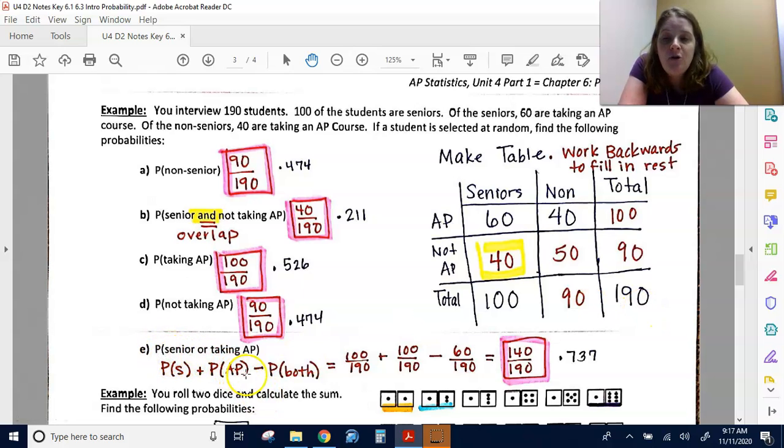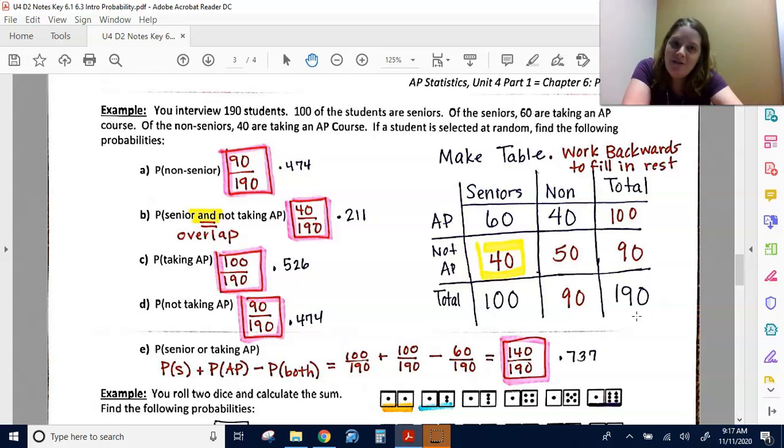And then what about a senior or taking the AP exam? So a senior, so there's 100 of those. And AP exam, there's 100 in those. But notice that 100 plus 100 adds up to 200. That's more than the number of people we interviewed. So you can't just put them together. It's all the A's plus all the B's.